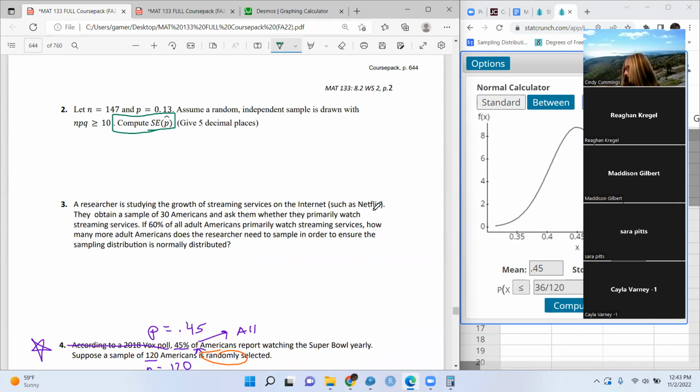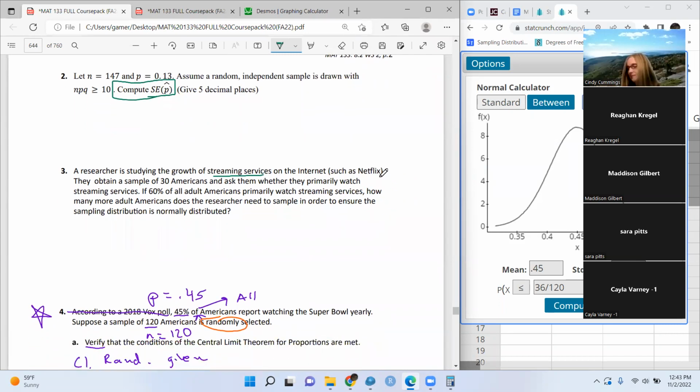We're studying streaming services, that growth, like Netflix, and there's a million of them now, Disney Plus and Hulu and HBO Max and whatever else. So they get a sample size of N equals 30 Americans, and ask them, what do they watch? So if 60% of all adult Americans watch streaming services, what is this 60%? P hat or P?